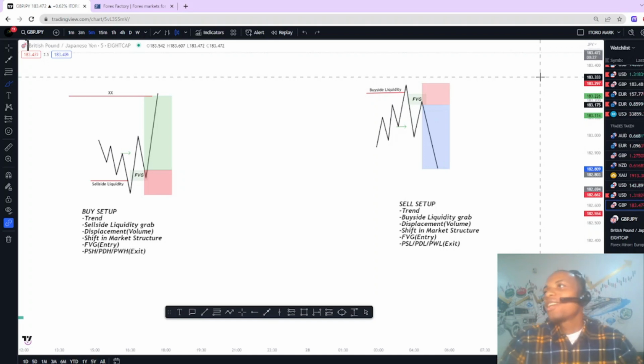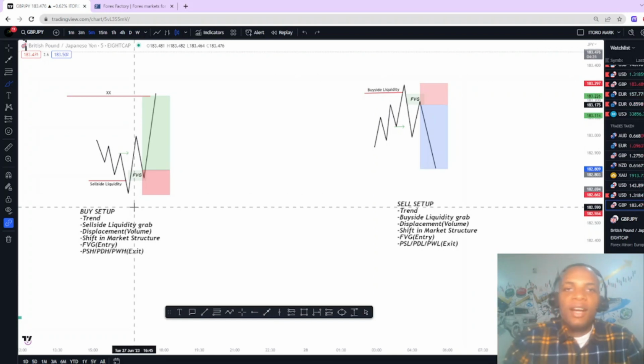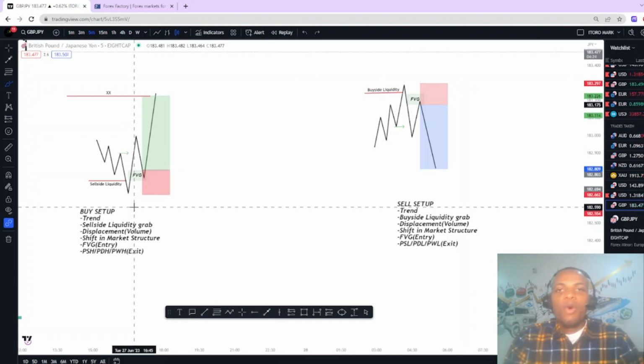So before you understand this setup, you need to understand the concept of time and price, because without time, you won't know when this setup forms. This setup forms everywhere, but the most effective one is the one that forms according to the stipulated time that it's meant to form.